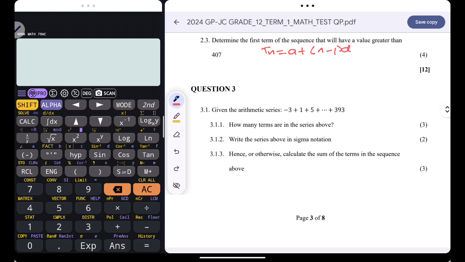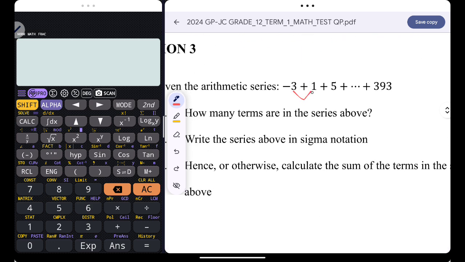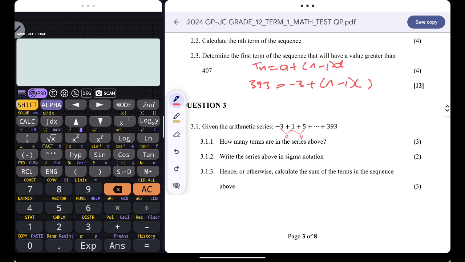Whenever I come across Tn, I'll just substitute the last term of the sequence, which is 393, and the value of a always represents the first term of the sequence, which is negative 3. I want to find the value of n, right? And then the value of d is just the common difference. When I say 1 minus negative 3, I'll simply get a 4. 5 minus 1, I'll simply get a 4 as well, right? So the common difference is just equal to 4.